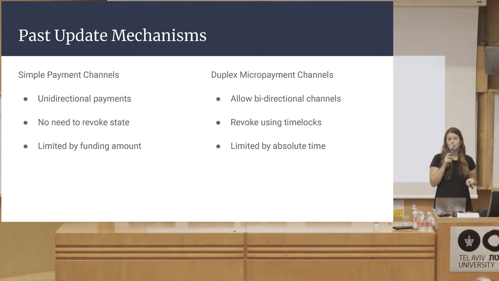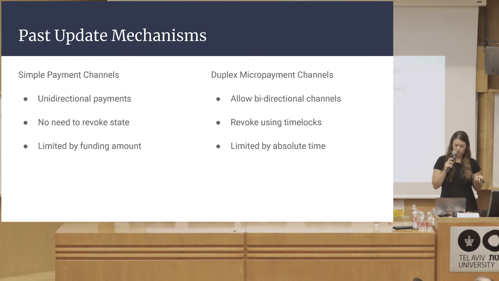However, this is limited by your funding amount. So if you put one Bitcoin into this channel, you're only ever going to send one Bitcoin. You can't do bidirectional sends. A second thing produced by Christian Decker of Blockstream is duplex micropayment channels. So these channels did allow for bidirectional sends. You would commit to a funding transaction and be able to send back and forth.